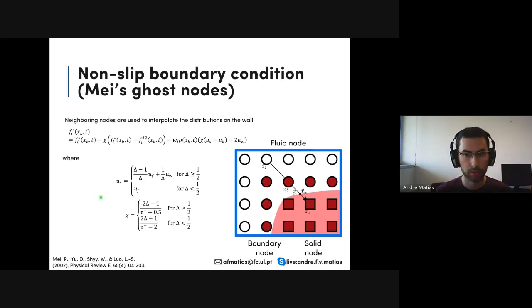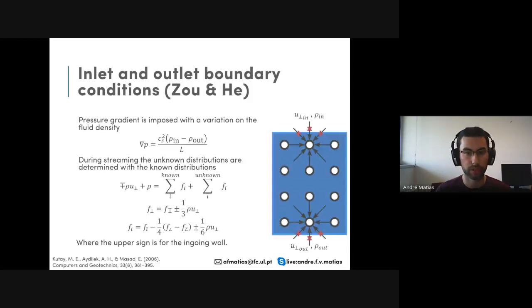Another important thing to refer is that my fluid is set into motion with a pressure gradient. And this pressure gradient is imposed by assuming that the fluid is slightly compressible. And so I have an inlet density of the fluid and an outlet density of the fluid, and the pressure gradient is related to the difference between the two densities.